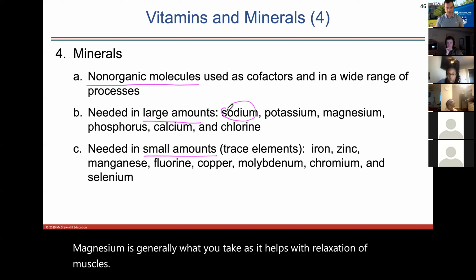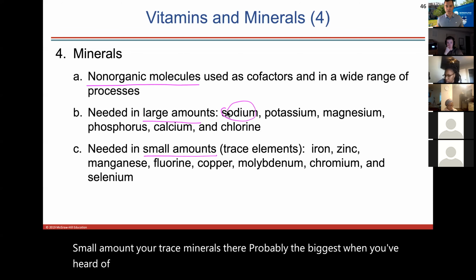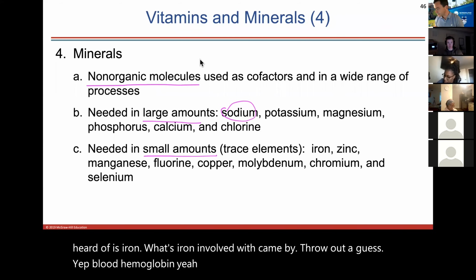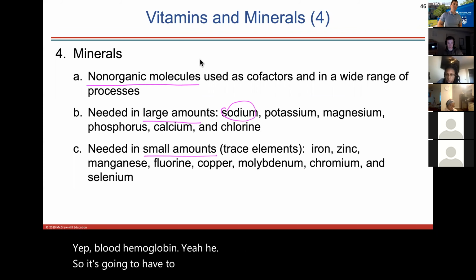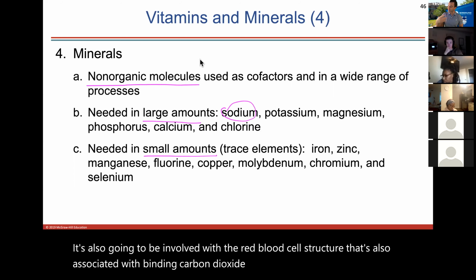Calcium, obviously bones. Small amount, your trace minerals there, probably the biggest one you've heard of is iron. What's iron involved with? Can anybody throw out a guess? Blood. Hemoglobin. Yep, anemia, blood, hemoglobin. Yeah, heme. So it's going to help to bind oxygen. It's also going to be involved with the red blood cell structure that's also associated with binding carbon dioxide as well. So we'll talk about iron in the cardiovascular system.